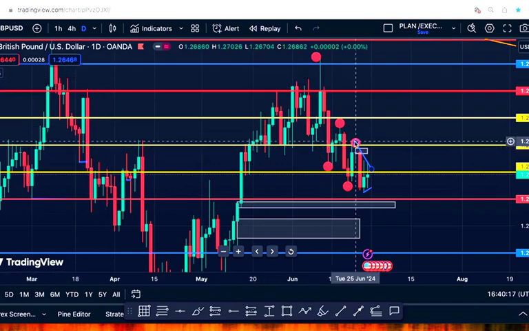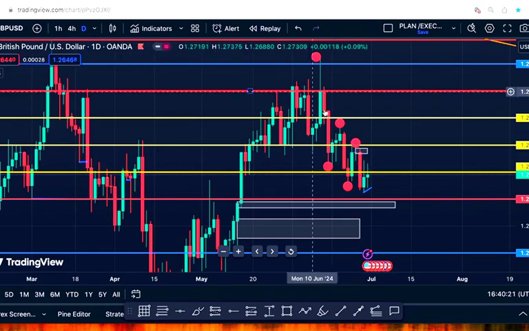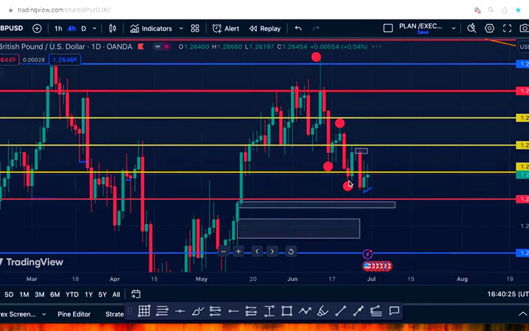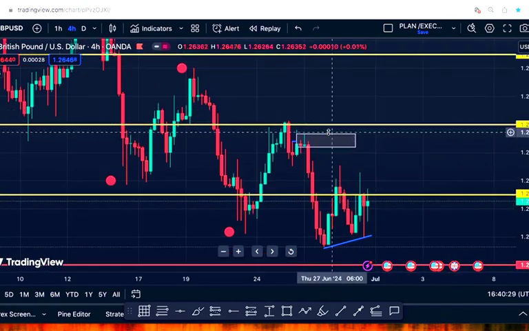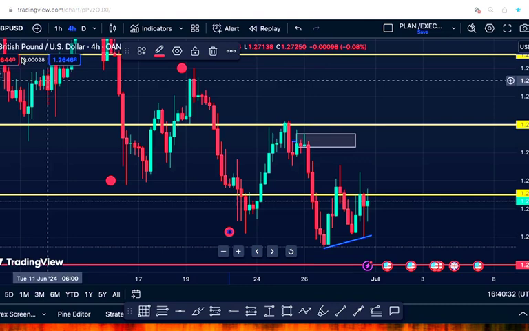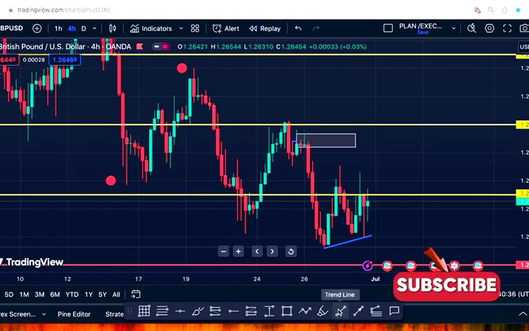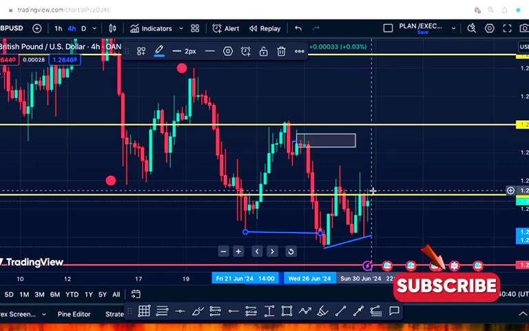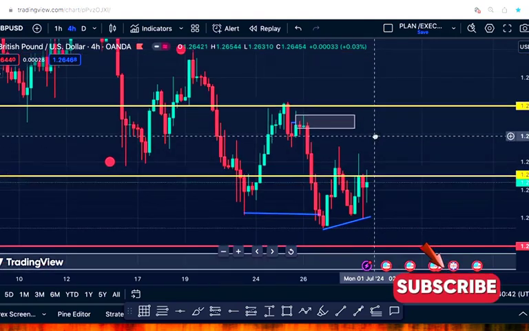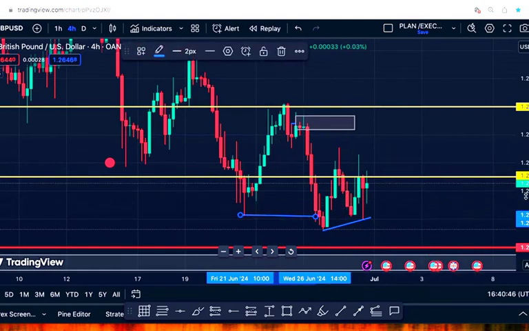So what are we looking at in the coming days? Let's move straight to the 4-hour time frame. What is the 4-hour telling us here? In the 4-hour time frame, we are looking at price taking out this low. Remember, we are technically in a downtrend, so price took out this low.